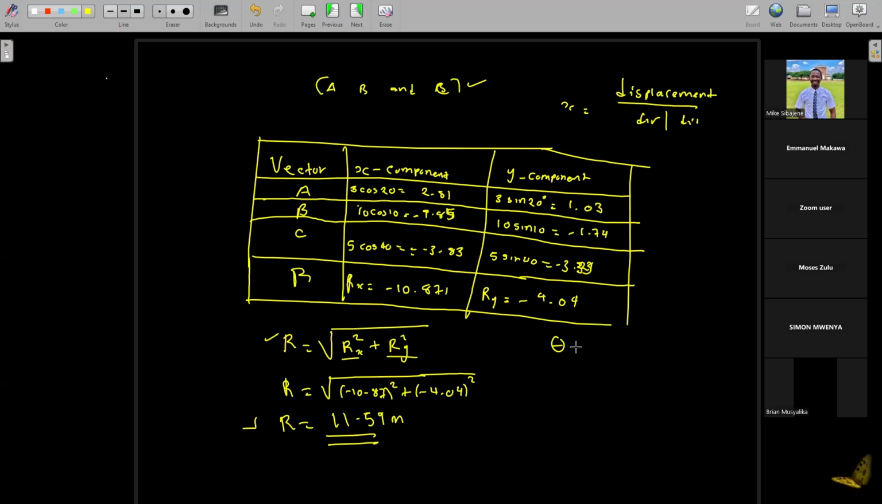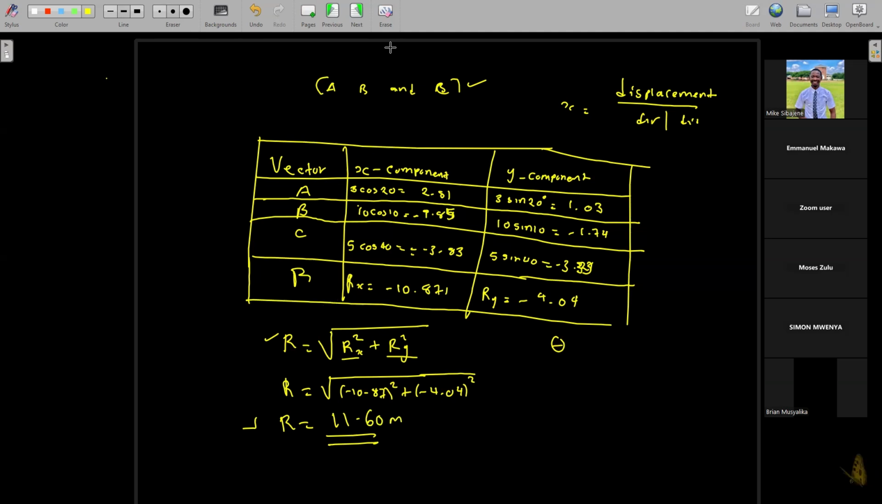Yeah, about 11.596. So when we round it off, it would be 11.60, isn't it? Okay, thank you for that observation. 11.60 meters. I hope everyone is getting the same answer.